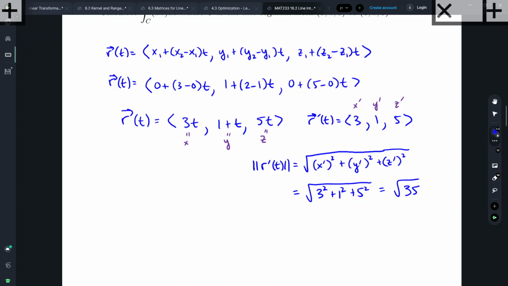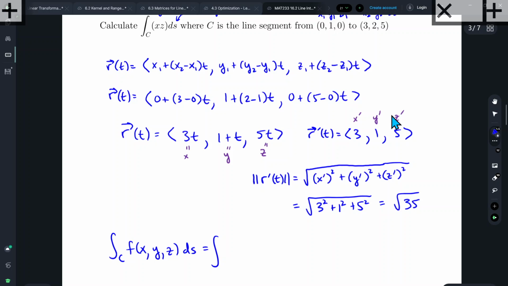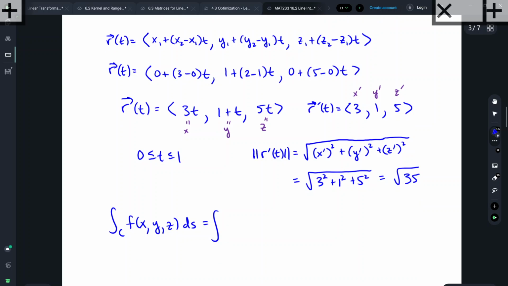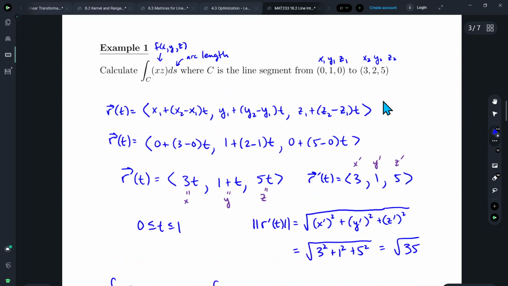Okay, so now we're ready to set up the integral, right? We have a function of 3 variables, so we're integrating over the curve C of f of x, y, z with respect to arc length. The way we set up this integral is we've already parameterized the curve, so the variable t goes between 0 and 1, because that's how we parameterize the straight line. We interpolate between the 2 points where t goes between 0 and 1.